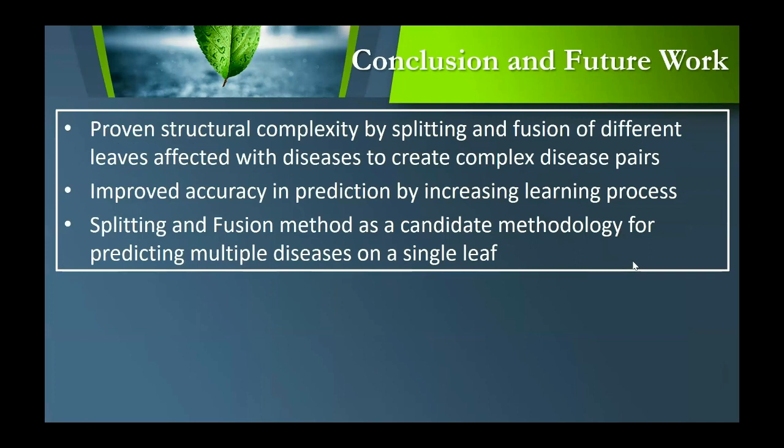So in conclusion, we believe that we have proven structural complexity by splitting and fusing different diseased leaves to create complex disease pairs. We also looked at the improvement of our prediction by increasing the learning process, which is the number of epochs used in training. We also suggest that the splitting and fusion method is going to be a candidate methodology for predicting multiple diseases on a single leaf.